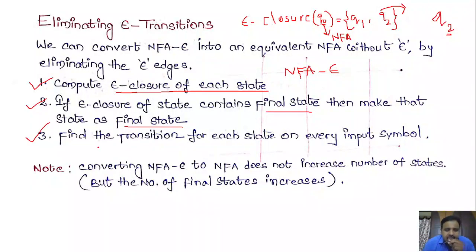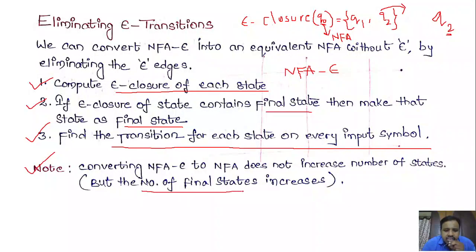Step number 3 is that after computing the epsilon closures and marking the final states, we need to find the transition for each state on every input symbol. One note point here: converting the NFA with epsilon into the NFA without epsilon does not increase the number of states, but it may increase the number of final states. This is a GATE question. So the conversion of NFA with epsilon into NFA without epsilon does not increase the number of states.